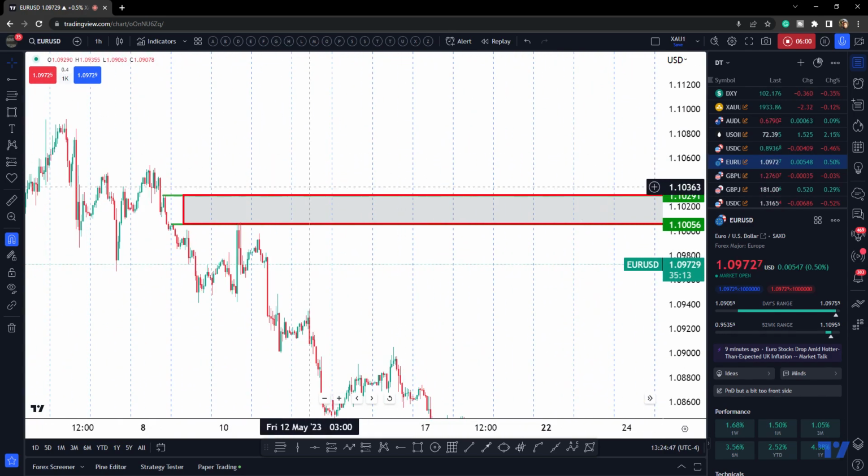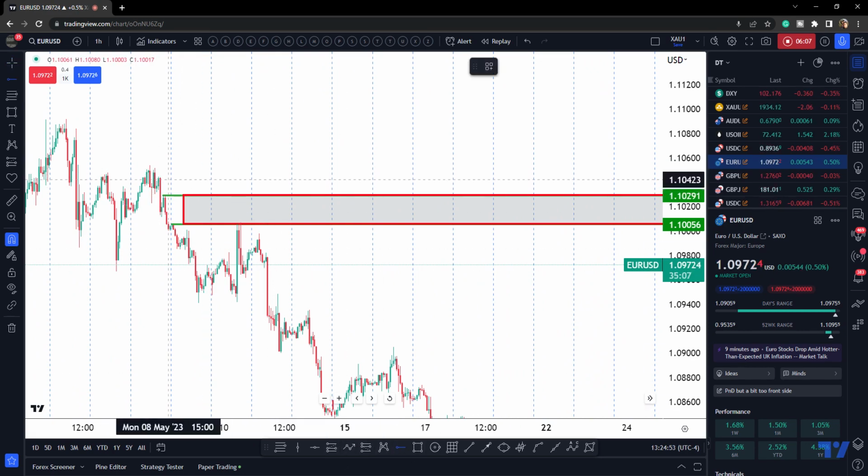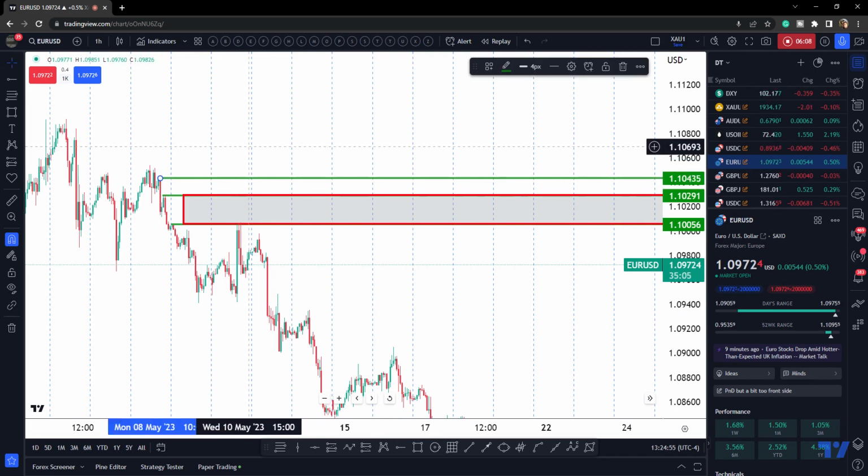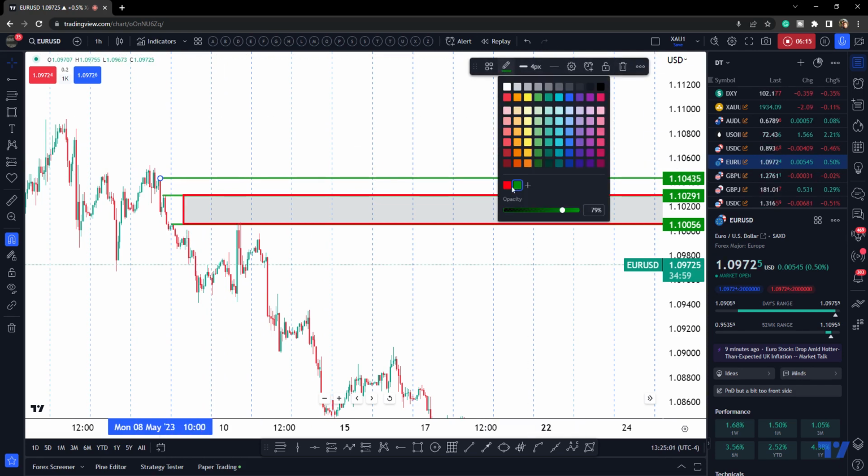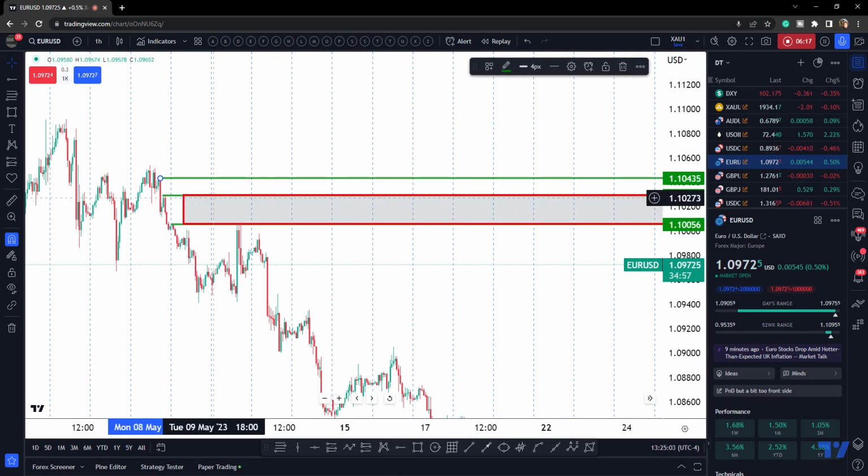And thereafter, you're looking at the midway point on the handle of 110.